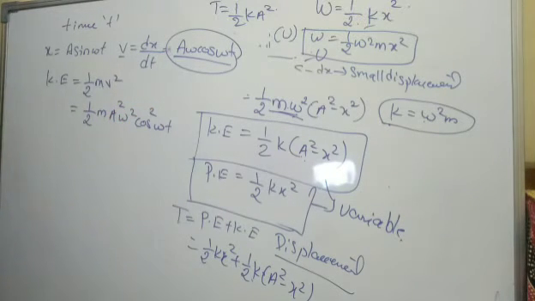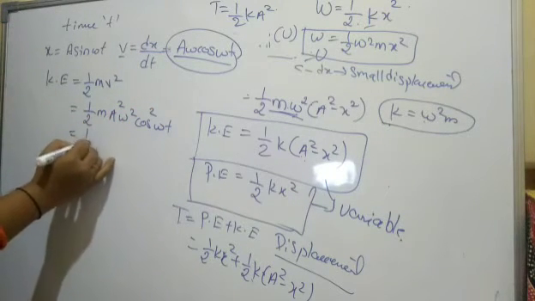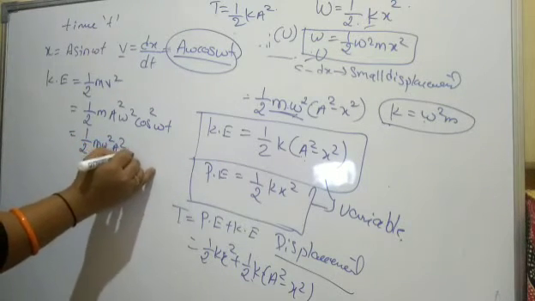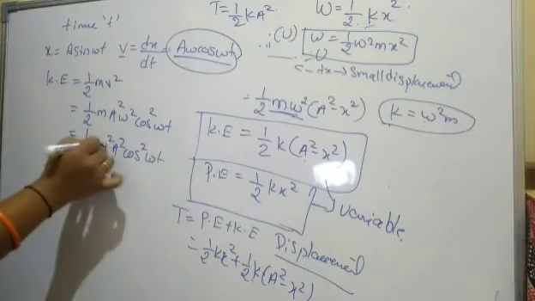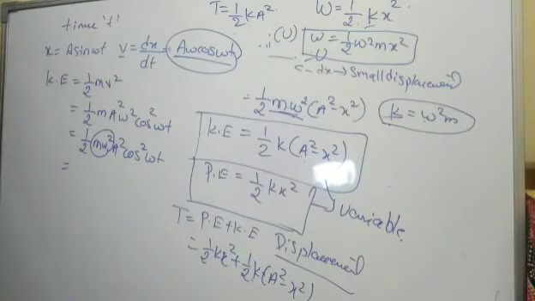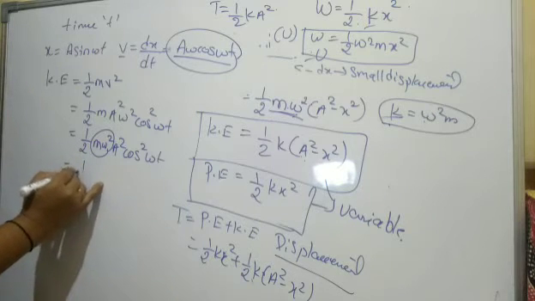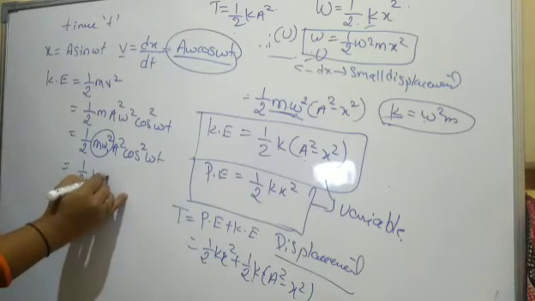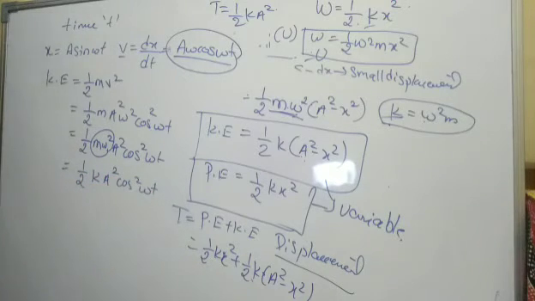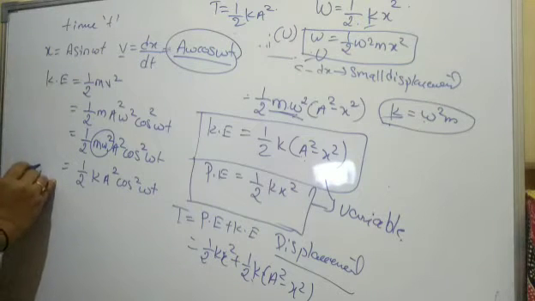Yes. Now look at this part. I'll rearrange this one. 1 by 2 m omega square a square of cos square omega t, because this part will be k here, omega square m. So 1 by 2 k of a square cos square omega t. Right? So this is about the kinetic energy here.